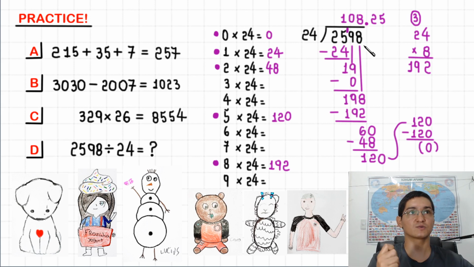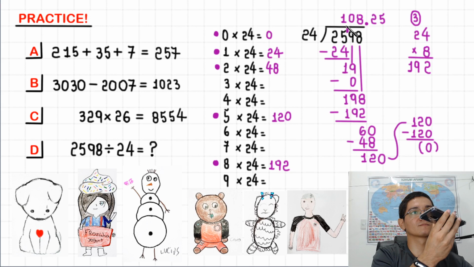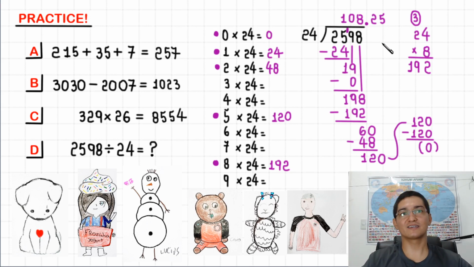We can say that the exact result is 108.25. Let's check with Google Assistant, shall we? Okay. What is 2598 divided by 24? The answer is 108.25. We got it. Once more, we found the right result. Let me record it here. 108.25.